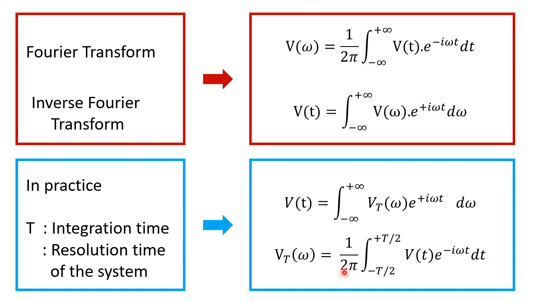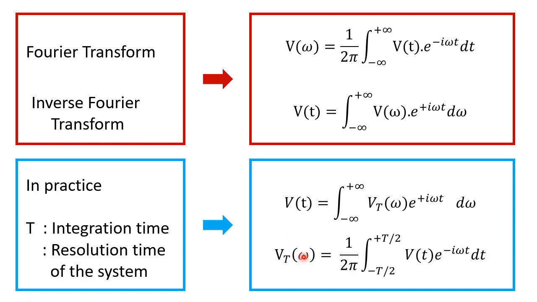So here I'm looking at the Fourier transform. Because I'm going to look at this sort of a transform which doesn't integrate from minus infinity to infinity, but integrates only till the time T, I'm calling that V_T of omega. This is a Fourier transform of V of t within a finite duration time, capital T, where the integration has happened. That is what this V subscript T omega refers to.